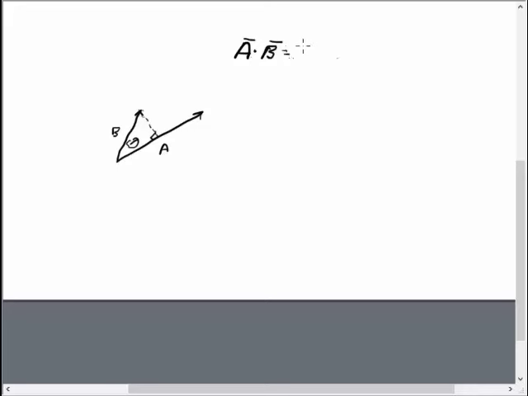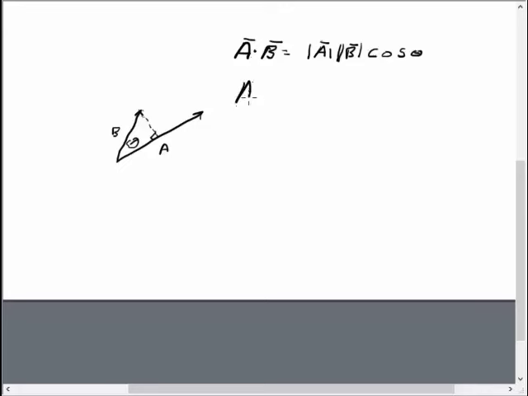So my dot product of vector A dotted into vector B is going to be the absolute value of A times the absolute value of B times cosine of theta. Alright, so that's how it looks geometrically. Now how does that work numerically? How would we be able to do this numerically?